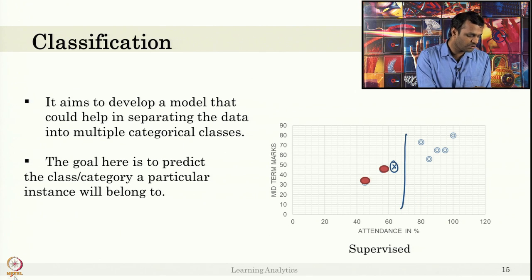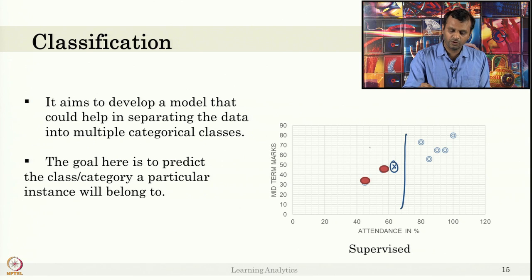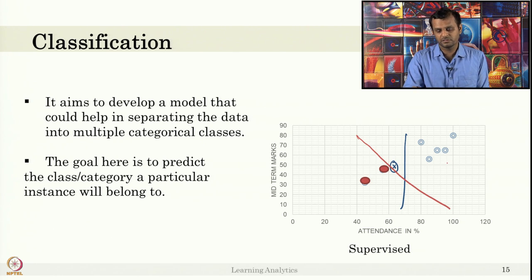Suppose I have a line drawn like this, this data might belong to the other class. So it depends on where you draw the line. We'll talk about that in detail. But in a classification algorithm, when new data comes, the goal is to put the data into either this class or that class.